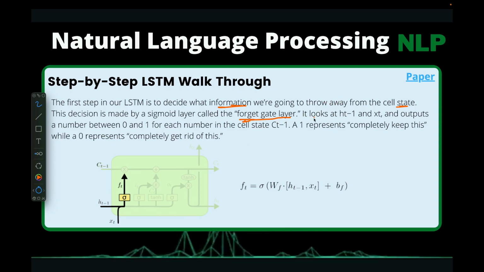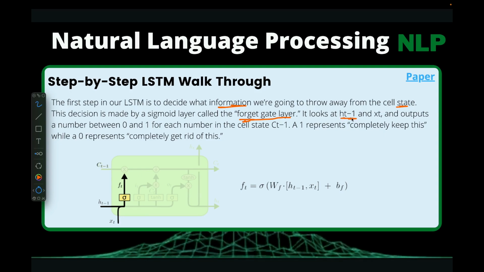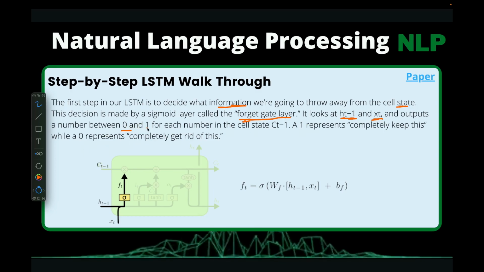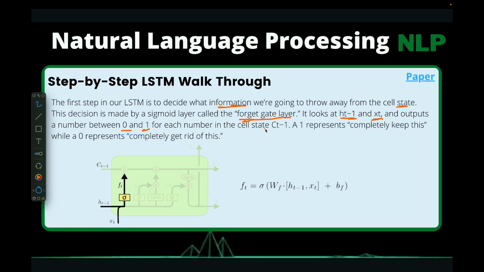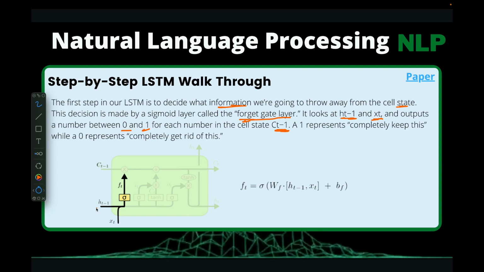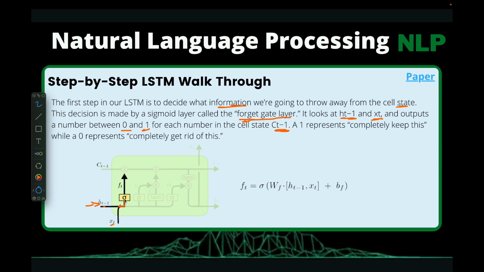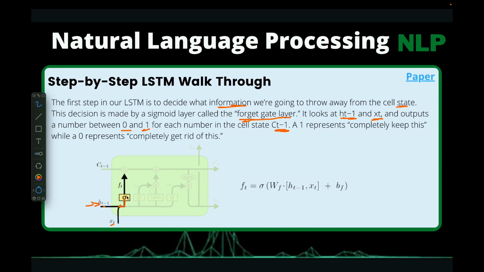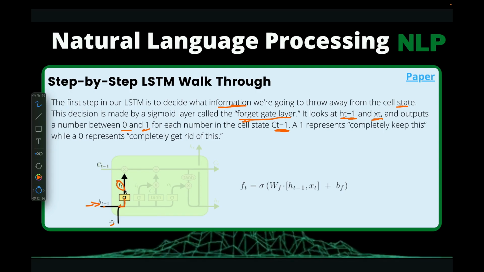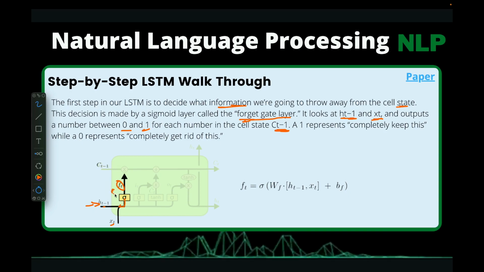Okay, now what it does is that it takes the previous hidden state, right, and then joins it with the current data, and outputs a number between 0 and 1 for each number in the cell state C, that is the previous cell state. So what it's doing is taking the hidden state, which is the HT, combining it with XT, and then using a sigmoid function to decide which information goes out or not. And that is going to output a number between 0 and 1.